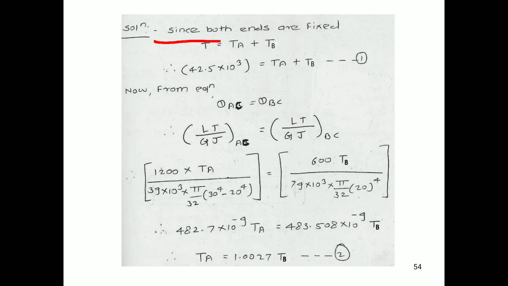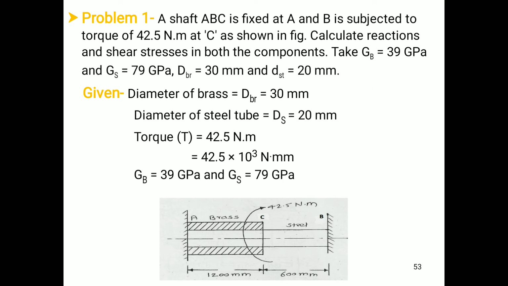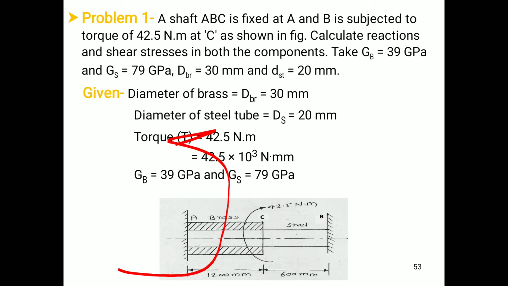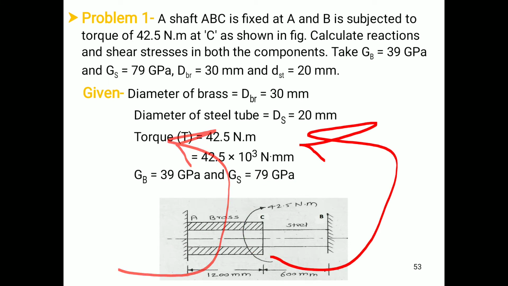Solution: since both ends are fixed, the total torque will be equal to TA plus TB. So the total torque, that is this 42.5, which is acting in the clockwise direction, must be balanced by the torque at A and the torque at B. Remember that the torque at C is acting in the clockwise direction. To balance it we must apply torque in the anti-clockwise direction, and only then will the system be in equilibrium. Is it okay?